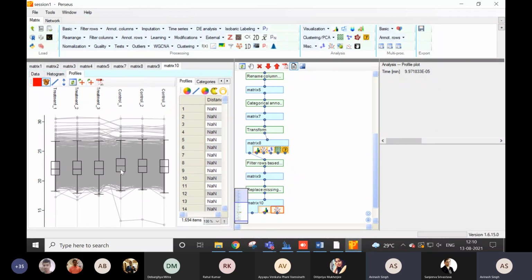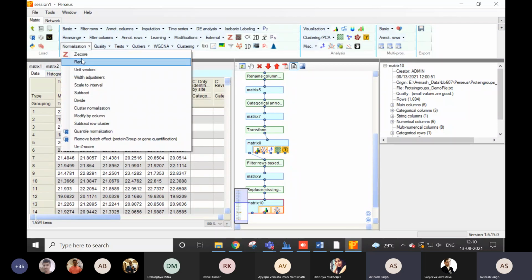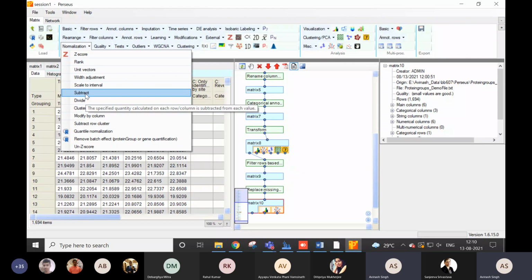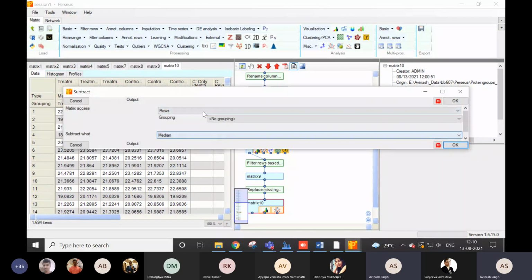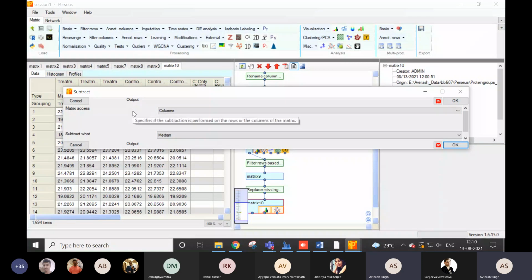So the normalization: if you take the box plot, it is not properly aligned. So for that we need to go for a normalization. Here you can normalize in different ways. Most often we use the one which subtracts the median. For that we select the columns, because we need to normalize each column, and this is the median normalization.